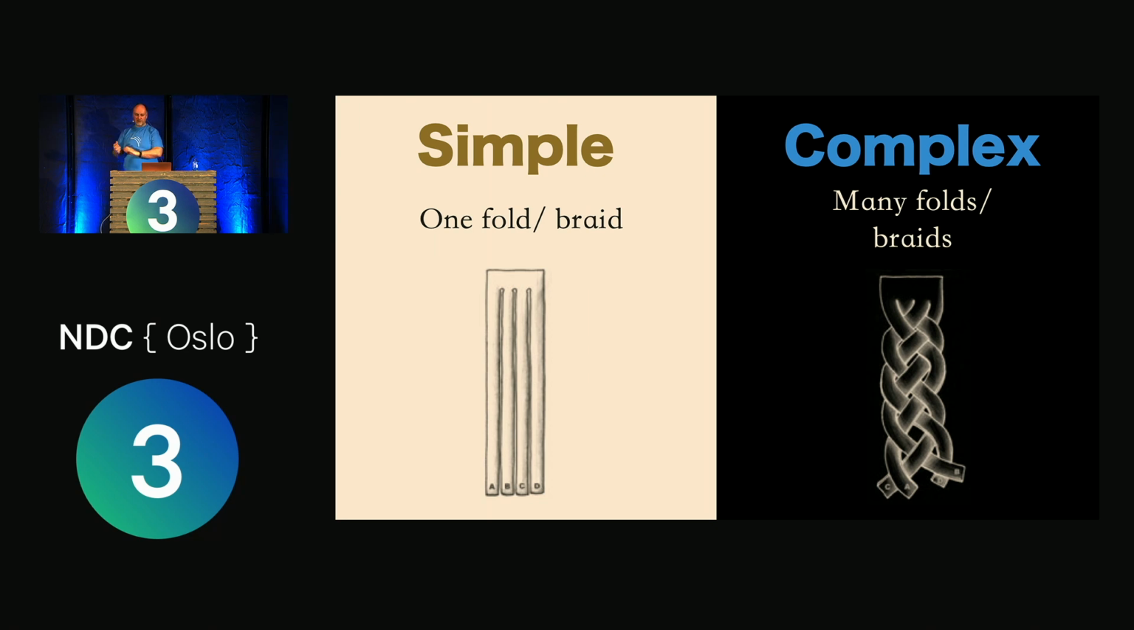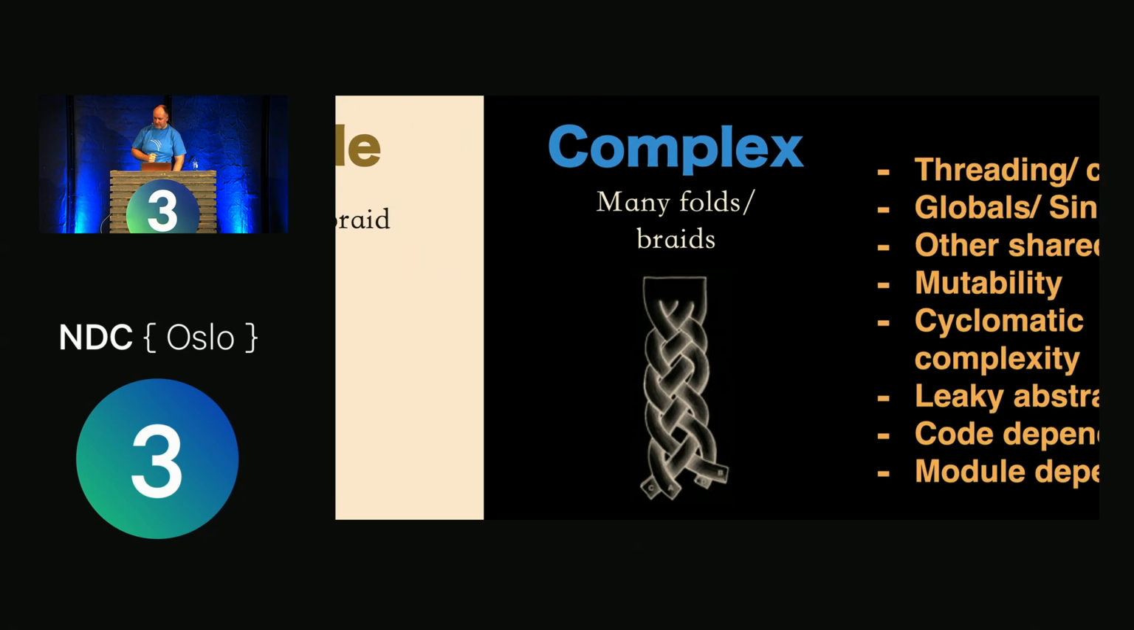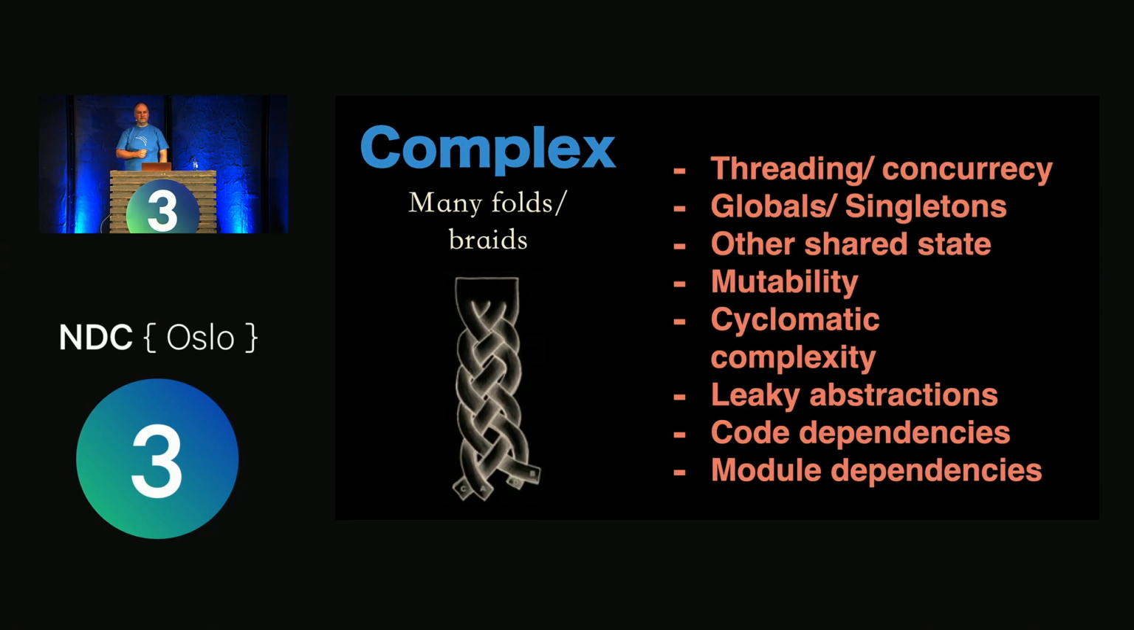And with this definition of complexity, you can think about all the things in typical code that cause complexity, very often unnecessarily. Threading and concurrency is an obvious one, and maybe we need it, but hopefully we can find ways to protect ourselves from it.